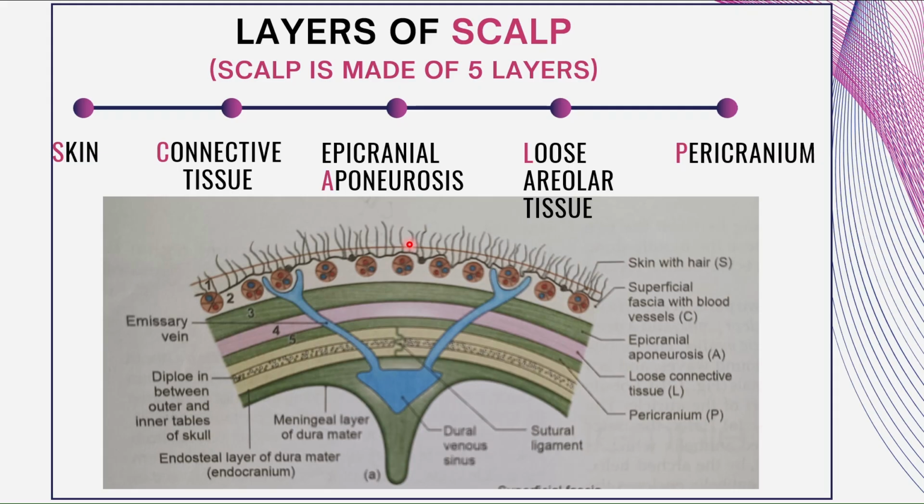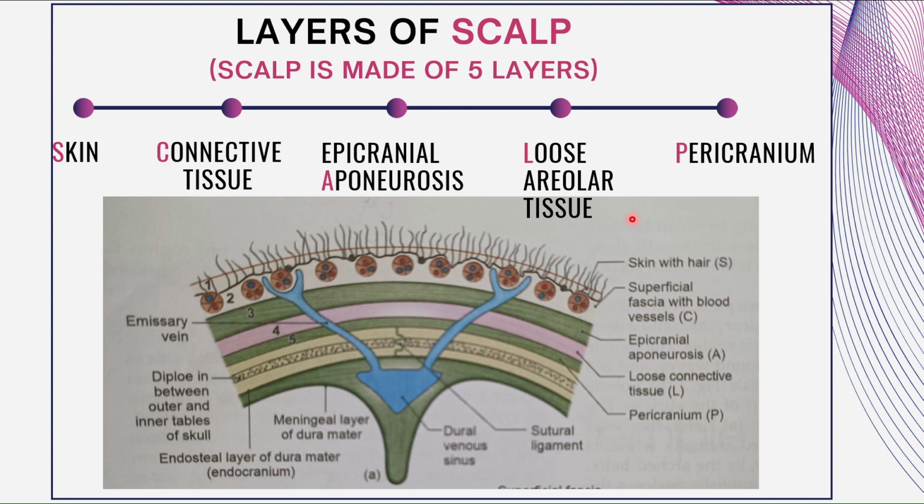Coming to the layers of scalp, there are 5 layers. Scalp is made up of 5 layers. To remember these 5 layers, there is a simple mnemonic called SCALP spelling. Here, S stands for skin, C stands for connective tissue, A stands for aponeurosis, L stands for loose areolar tissue, and P stands for pericranium. These are the 5 layers present in the scalp.